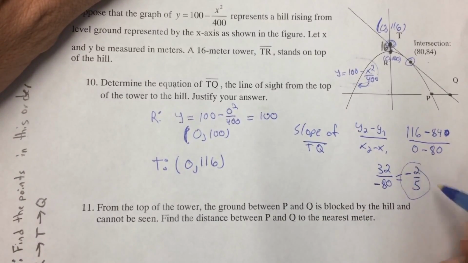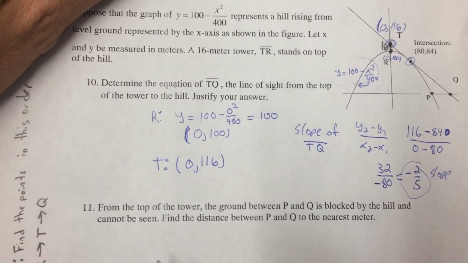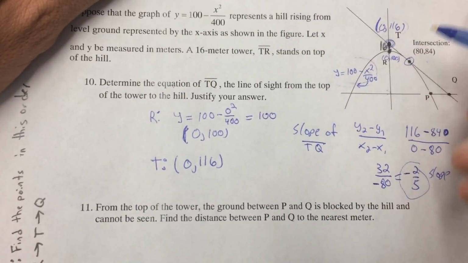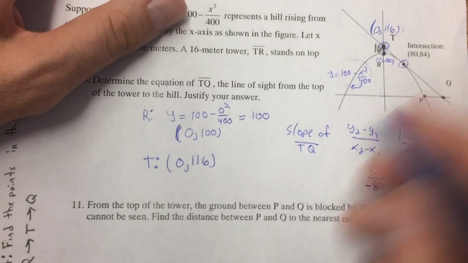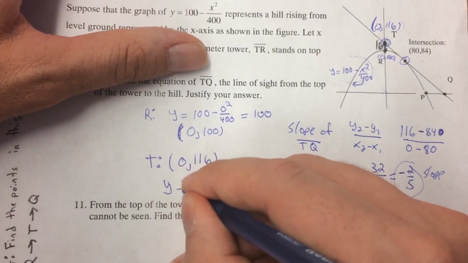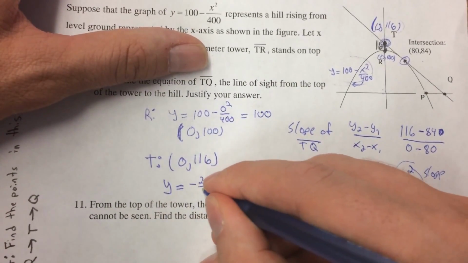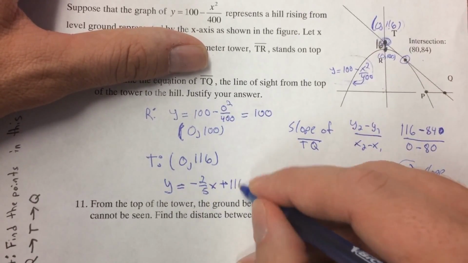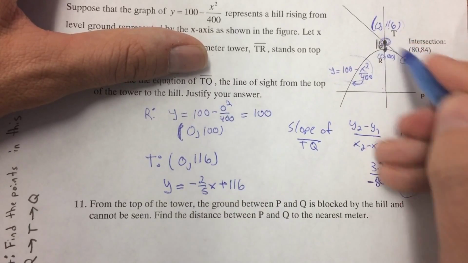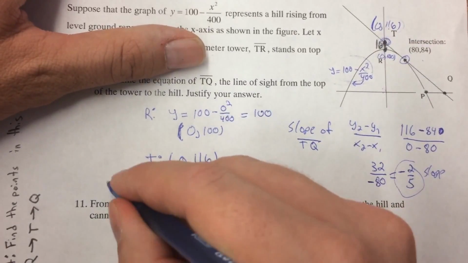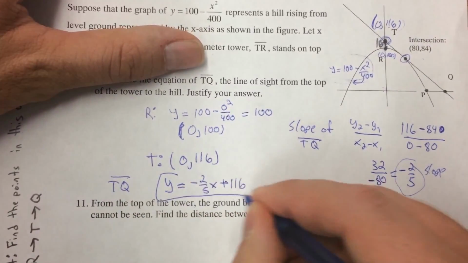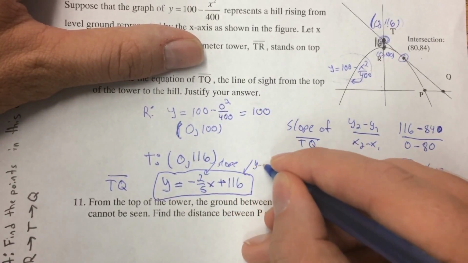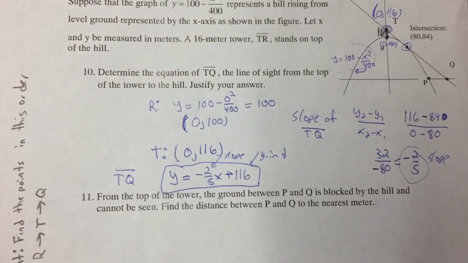We have the slope. We have a point, and we can actually use either one of these points. You remember from Algebra 1 that if you have the y-intercept, that's an especially easy point to use because you can just use y equals mx plus b. So y equals negative 2/5 x plus the b is 116. That's the y-intercept of TQ. And so this is TQ because we have the slope and the y-intercept. So that's the answer to part 10.